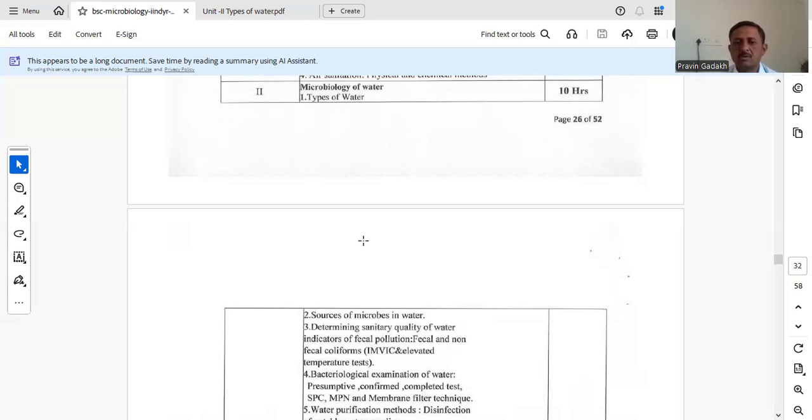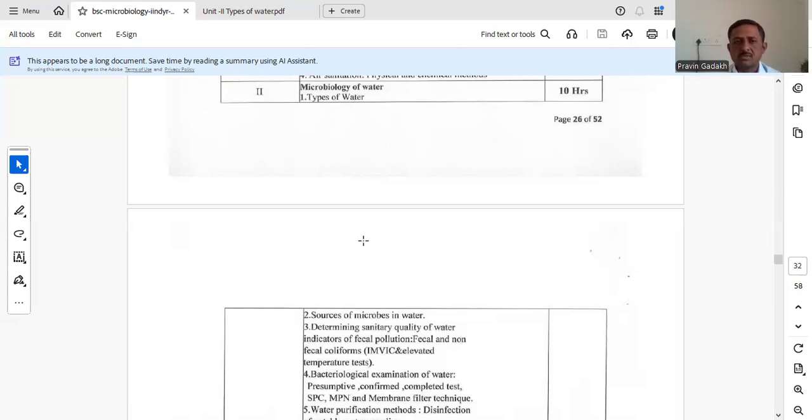Again, we have to discuss determining the sanitary quality of water with respect to fecal pollution. In that, we discuss what fecal coliforms and non-fecal coliforms are. We can differentiate whether the organisms entered the water bodies from human feces or from non-fecal origin on the basis of IMViC classification: indole production test, methyl red test, VP test, citrate utilization test, and the temperature elevated test.